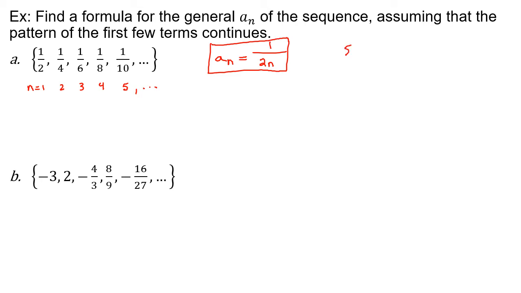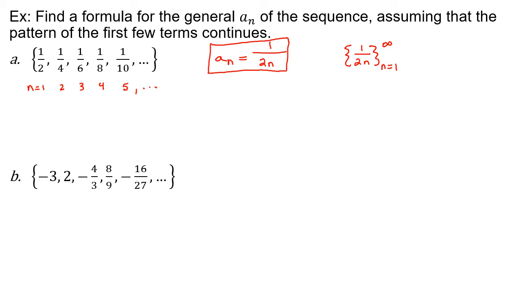Or if you want to write it in the notation like this, from n equals 1 to infinity, either one. But the a sub n itself would be 1 over 2n.